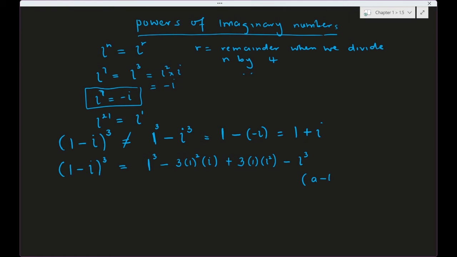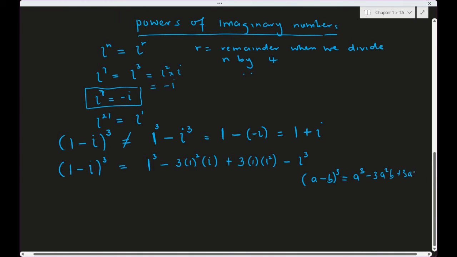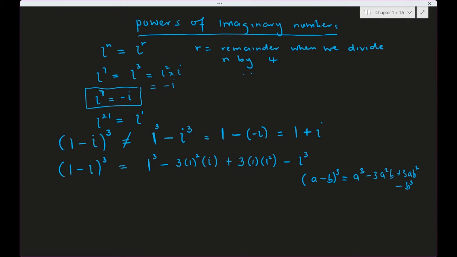So what am I using here? We're using this one. (A - B) to power 3 is what? It is A cubed minus 3A squared B plus 3AB squared, then minus B cubed. So this is what I try to use here. So let's remove this.